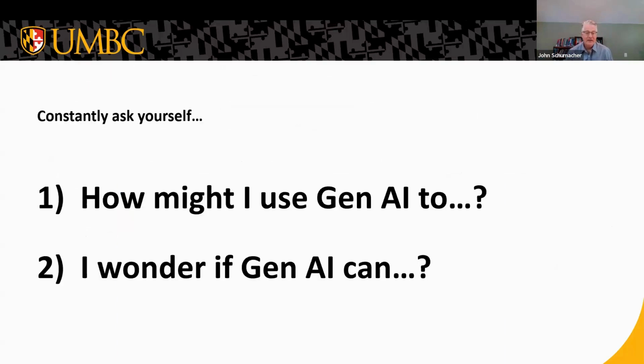So I want to encourage you as I start to ask 2 questions. How might I use Gen AI to do whatever is your use case in your workflow? And secondly, ask yourself, I wonder if Gen AI can do whatever. And I encourage you, whenever you're using these models, to try to break them. See how can it do this? Can it do that? Where does it do good things or not so good things based on your use case, your workflow? Next slide.